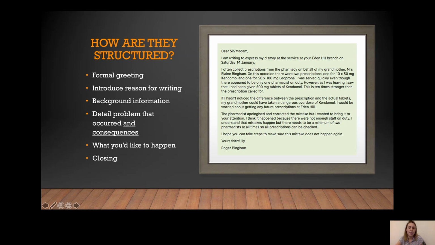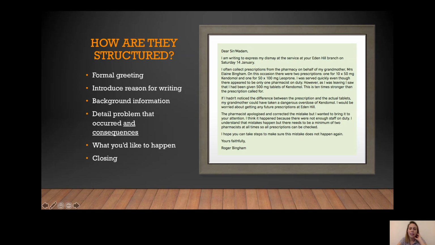Now let's see what this writer has written. "I often collect prescriptions from the pharmacy on behalf of my grandmother, Mrs. Elaine Bingham." So he set the context, the reason why he normally goes to the pharmacy. On this occasion, there were 2 prescriptions, so 2 tablets he had to collect. One for 10 times 50 mg Kendomal and one for 50 times 100 mg Leoprone. You can tell I'm not a pharmacist with those dodgy pronunciations. So he's wanting to collect 2 tablets. So he's outlining the context, what he wanted to do.